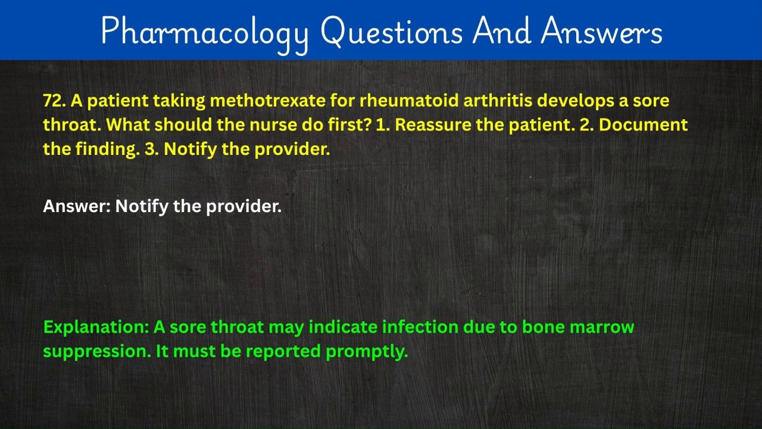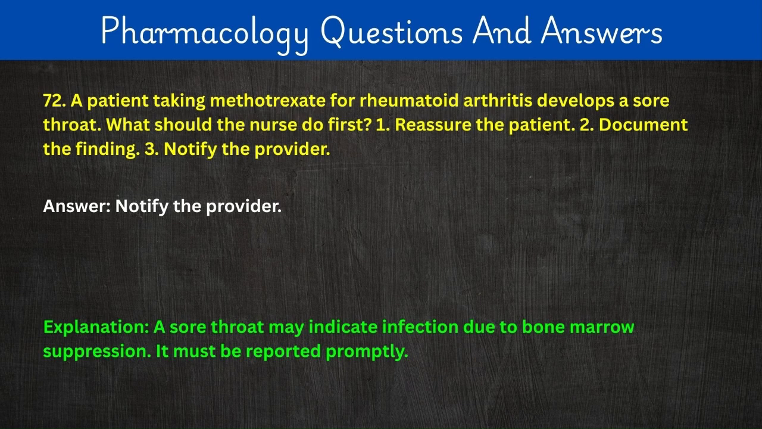72. A patient taking methotrexate for rheumatoid arthritis develops a sore throat. What should the nurse do first? 1. Reassure the patient. 2. Document the finding. 3. Notify the provider. Answer: Notify the provider.